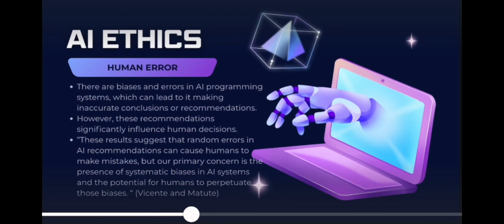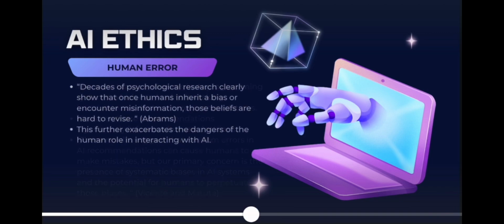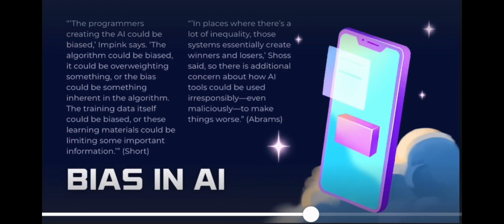and Mathieu. And to answer the question of whether or not people will repeat their mistakes, Abrams wrote, "Decades of psychological research clearly show that once humans inherit a bias or encounter misinformation, those beliefs are hard to revise. So this further exacerbates the dangers of the human role in interacting with AI." And now, moving on to the next part.